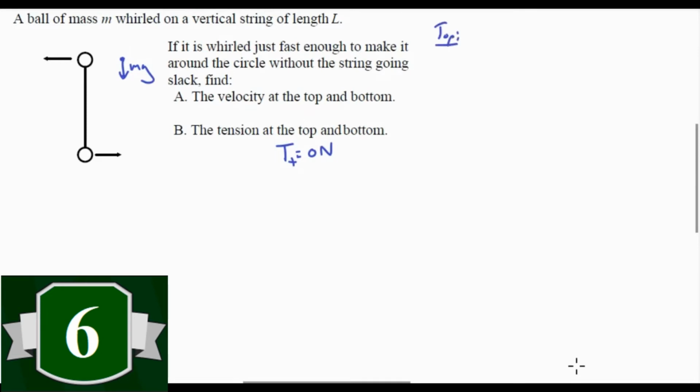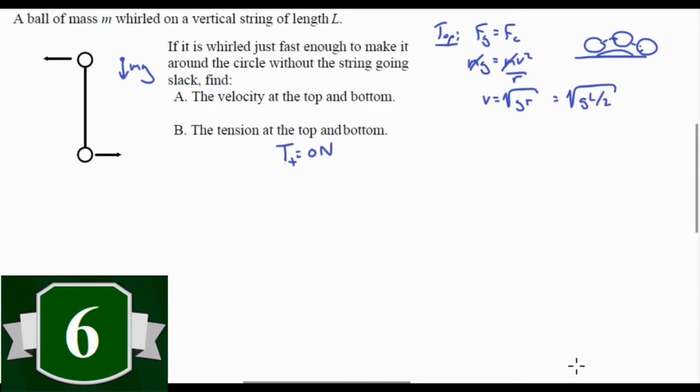There's no tension. So that force has to equal the centripetal force. Set them equal, cancel the m's, and you get v equals the square root of gr, which is interestingly the same as the speed bump equation and our artificial gravity. Oh, and we don't have r, so let's make that the square root of gL over 2.